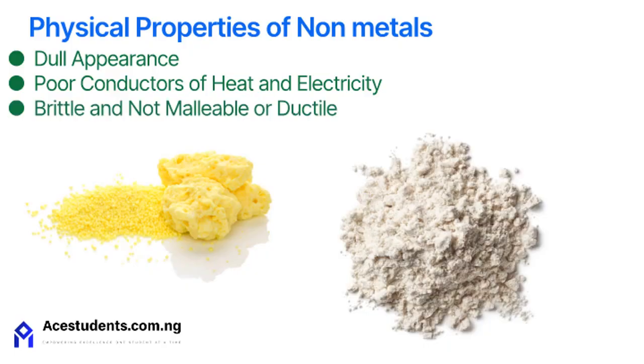Unlike metals, nonmetals are brittle. This means they break or shatter when force is applied. They are not malleable, they cannot be hammered into sheets, and they are not ductile, so they cannot be stretched into wires.